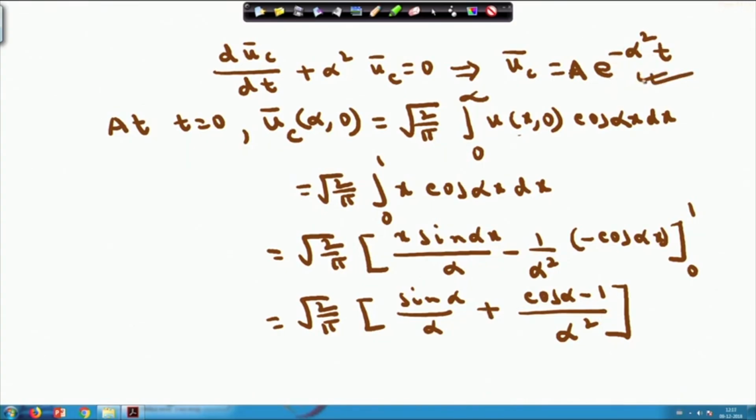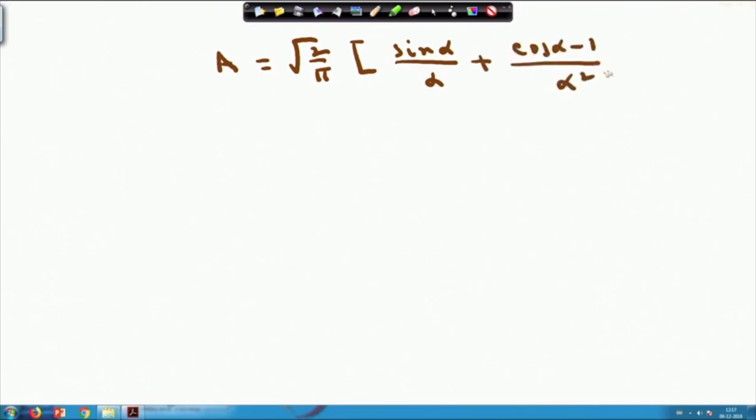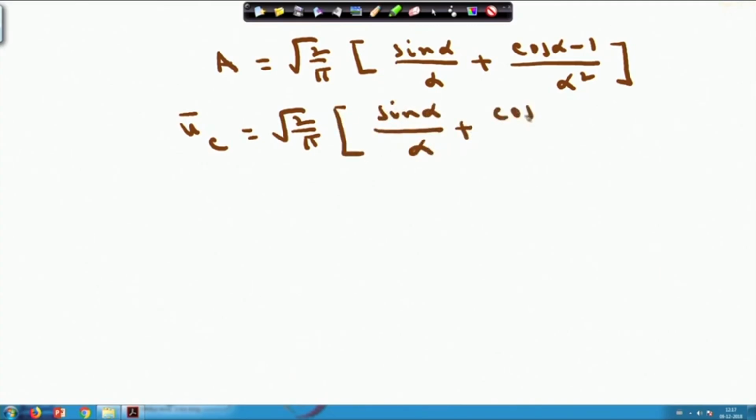So, once I am obtaining this, therefore, if I substitute it in the given equation, this e power term will vanish and your a will become this term only. That is, your a is now, from here, if I substitute, root over 2 by pi sin alpha by alpha plus cos alpha minus 1 by alpha square. So, u bar c will be equal to root over 2 by pi into sin alpha by alpha plus cos alpha minus 1 by alpha square into e power minus alpha square t.